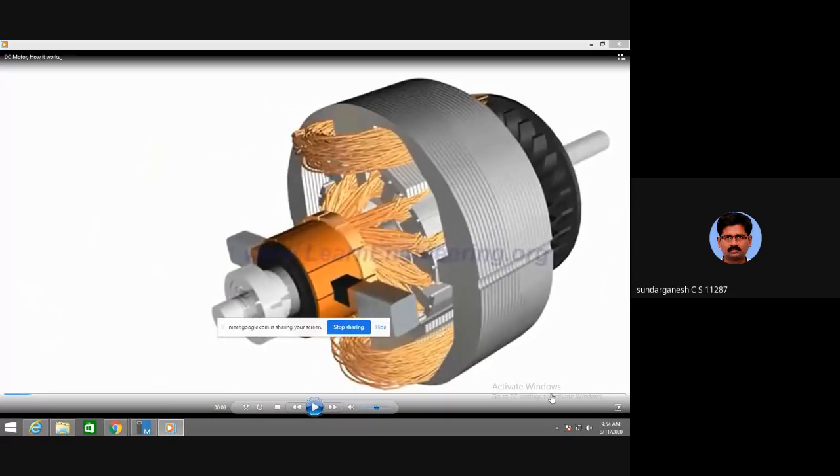This is a cross-sectional view. This is the shaft. These are the commutators. These are the brushes. This is the armature coil. This one is the stator. This one is the stator. Here there is no speaker, so you cannot hear the voice.